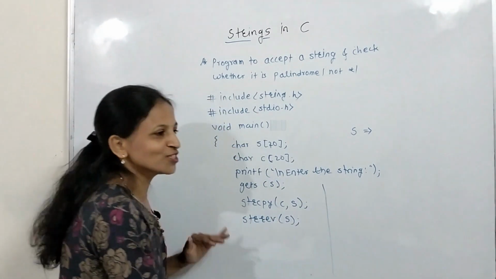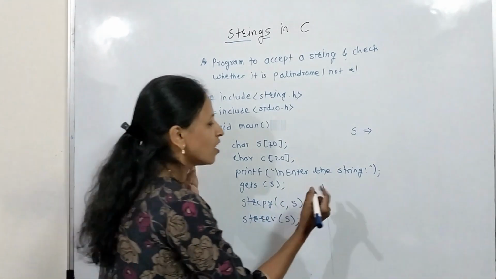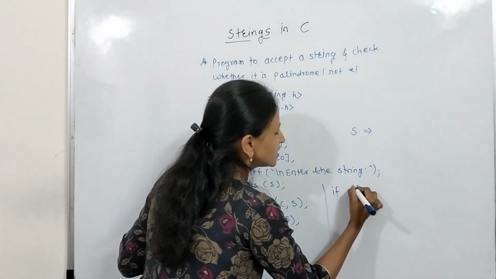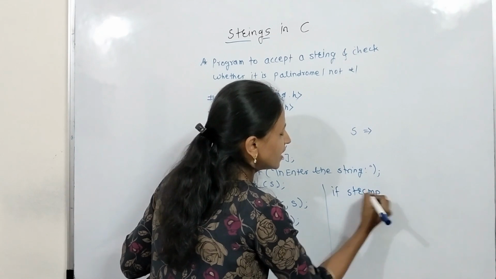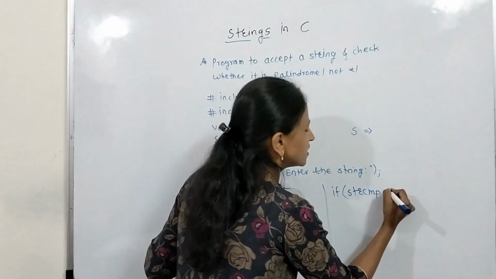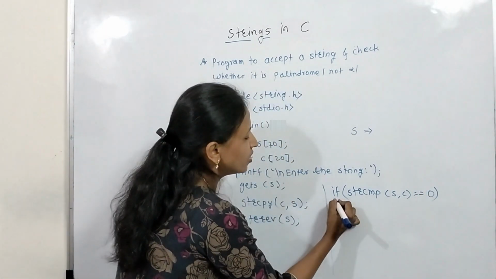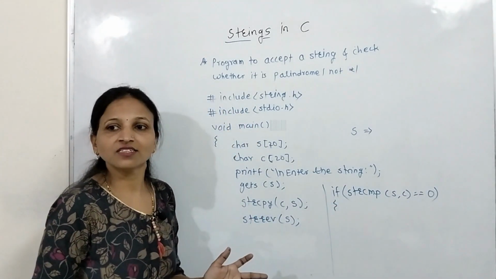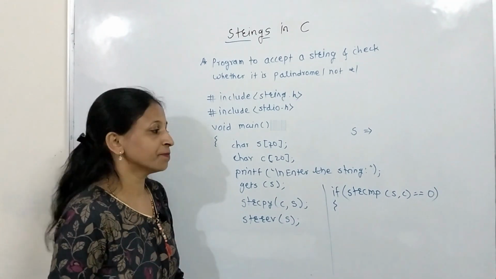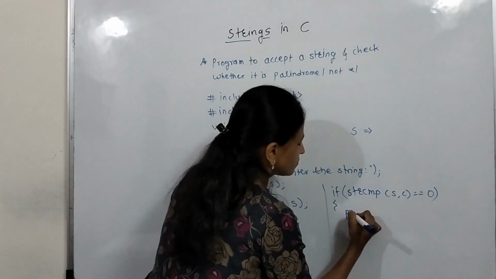How? Again use the strcmp function here. If strcmp of s comma c equal to 0, then we can say that the string is palindrome, otherwise not a palindrome.